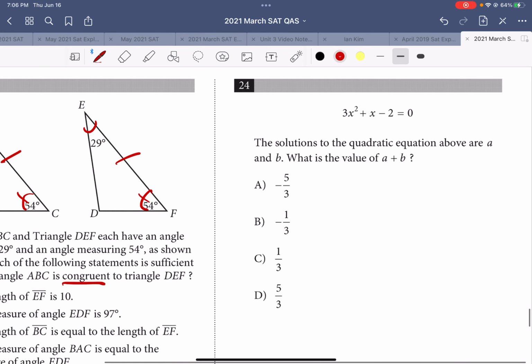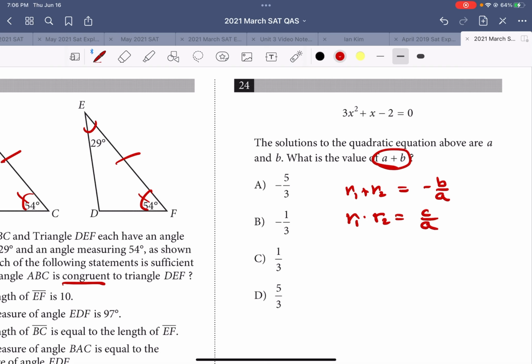Number 24, the solutions to the quadratic equation above are A and B. So this is asking for the sum of the 2 roots. Remember, the sum of the 2 roots, using the coefficients, is negative b over a. The product of the 2 roots is c over a. With ax squared plus bx plus c equals 0, you have to find out what a, b, and c stand for.